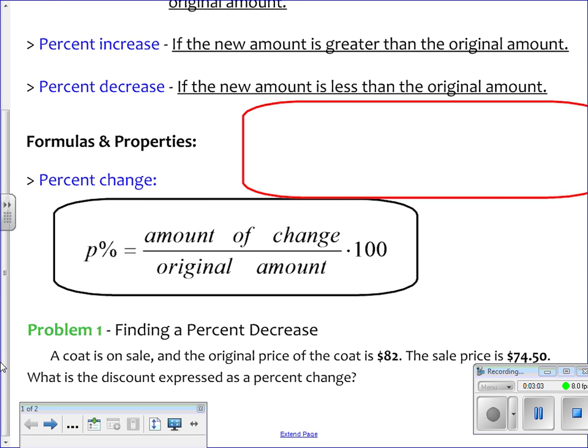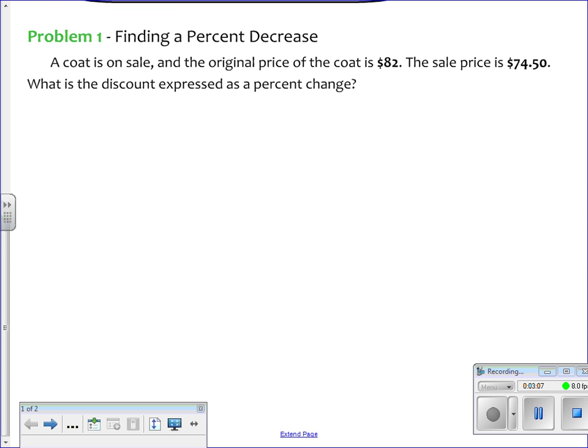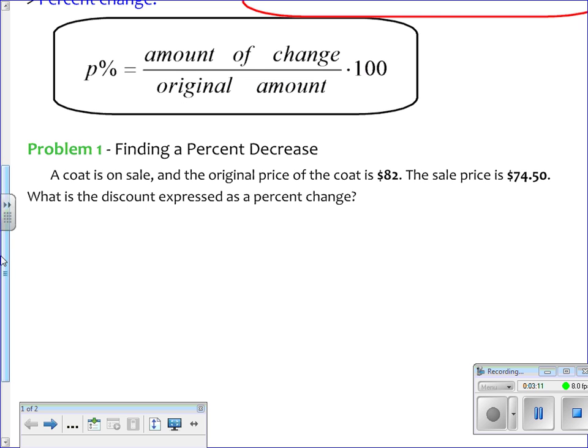Okay, so our first example problem. We want to know the percent decrease. Okay, a coat is on sale. The original price is 82. The sale price is 74. What is the discount expressed as a percent change? How much money am I saving? Not how much money, but what is the percent that I'm saving?